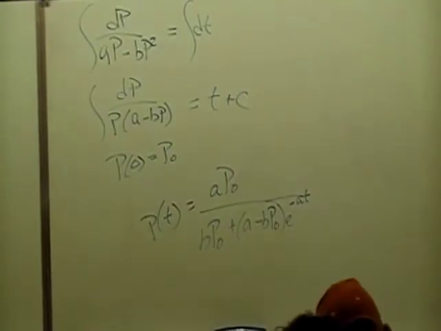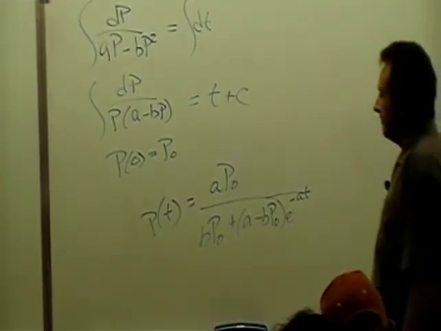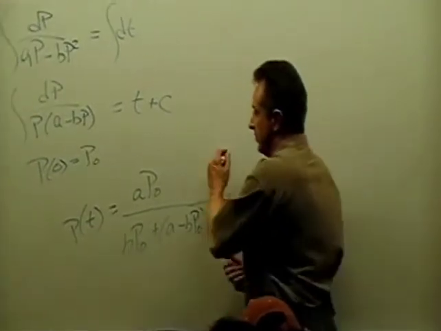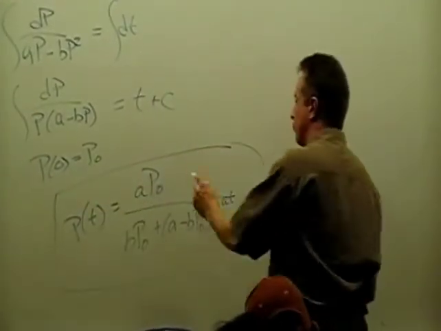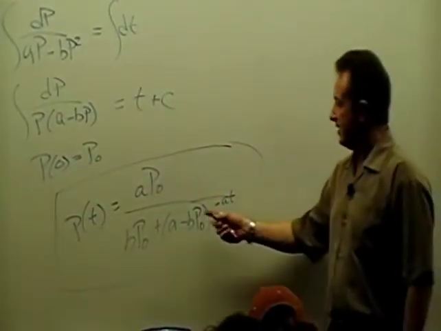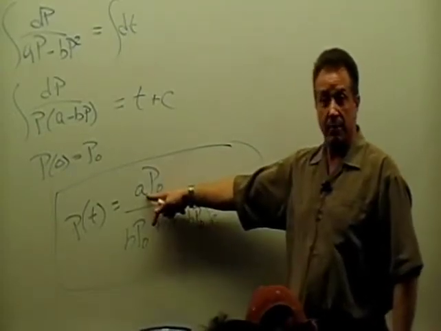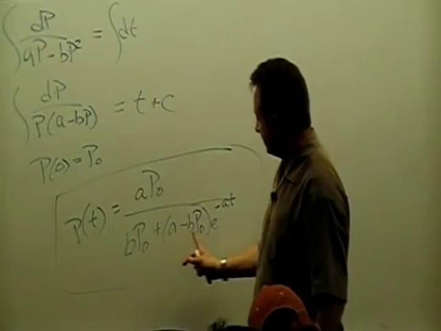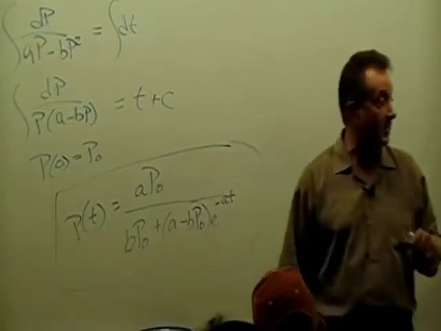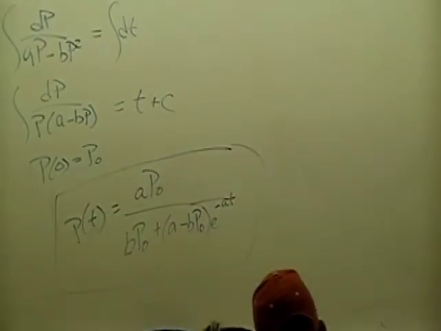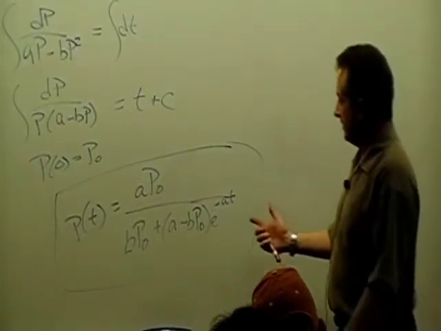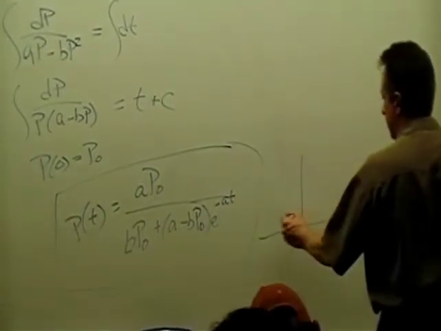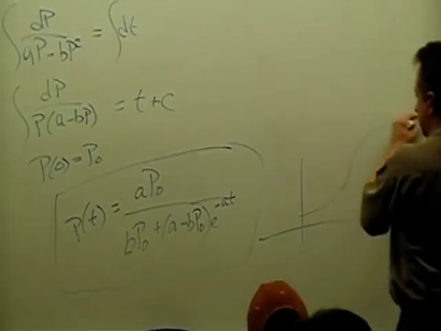That's your solution to this particular differential equation. And if you graph that for a given initial population with a given birth rate and a given proportionality, you can see it's still a function of B, which is the proportionality constant between the population and your death rate. You will find that this will look like this.